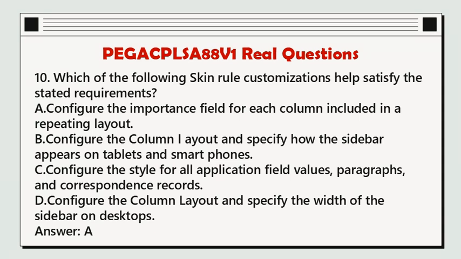10. Which of the following skin rule customizations help satisfy the stated requirements? A. Configure the importance field for each column included in a repeating layout. B. Configure the column layout and specify how the sidebar appears on tablets and smartphones. C. Configure the style for all application field values, paragraphs, and correspondence records. D. Configure the column layout and specify the width of the sidebar on desktops. Answer: A.